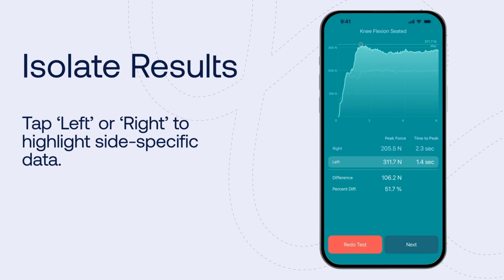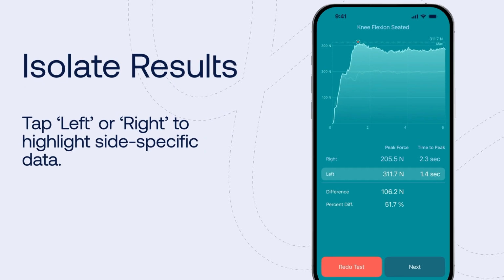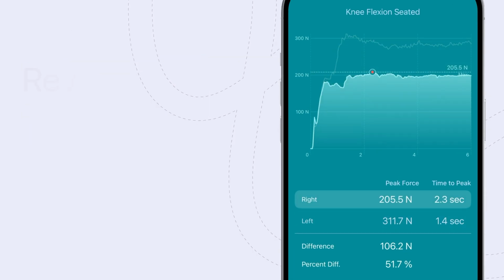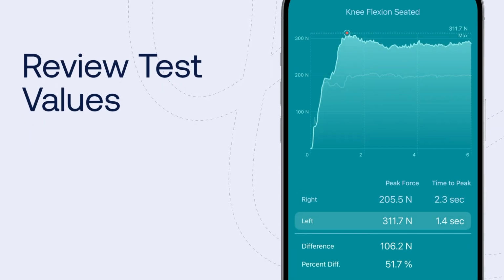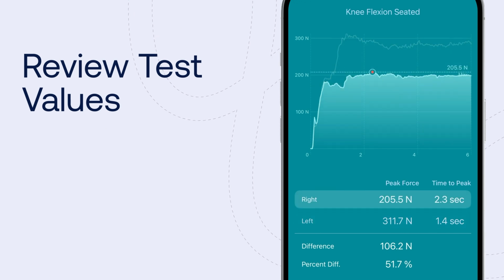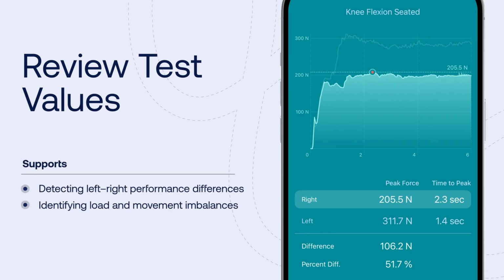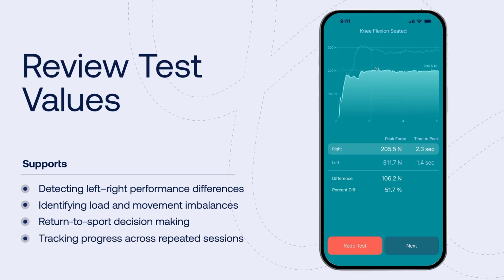When the second test is complete, you'll see a detailed summary graph. Tap left or right to isolate results. From here, you can review key metrics. For this example, you can review peak force values and percentage differences. This helps identify left-right differences, highlight movement or load imbalances, support readiness decisions, and track progress across sessions.